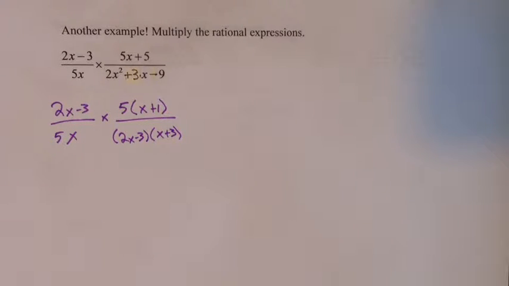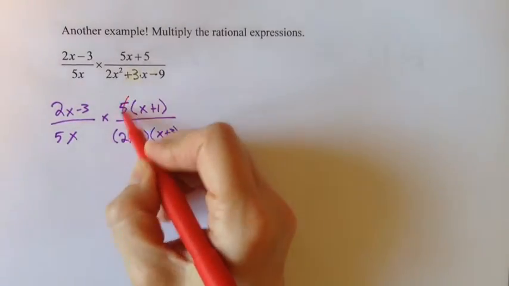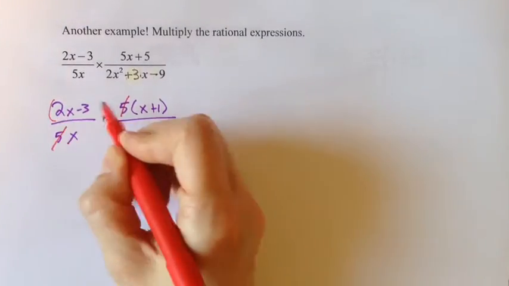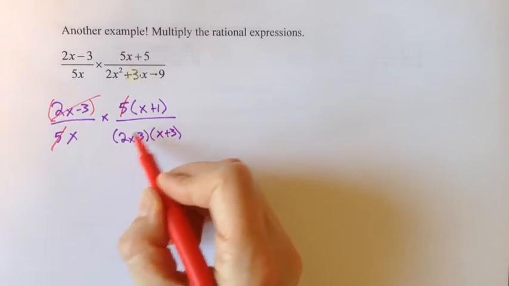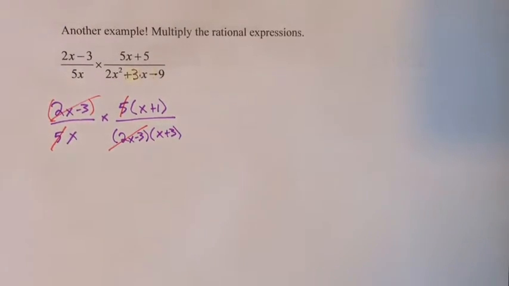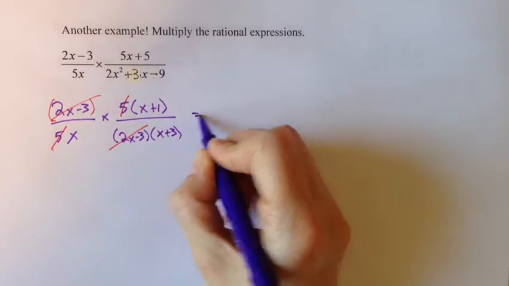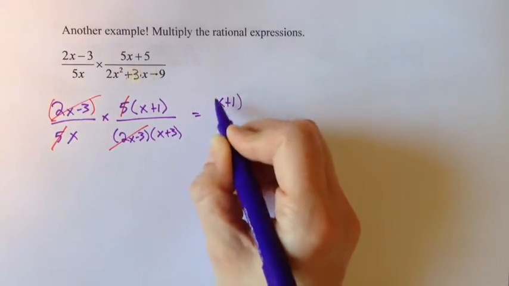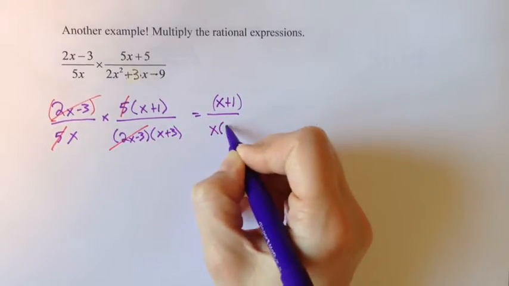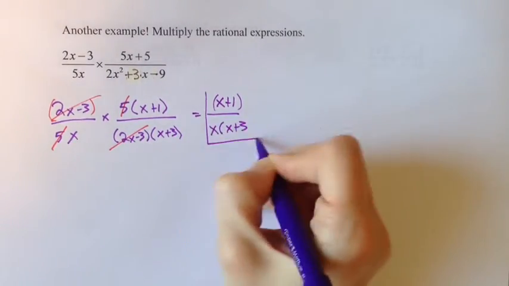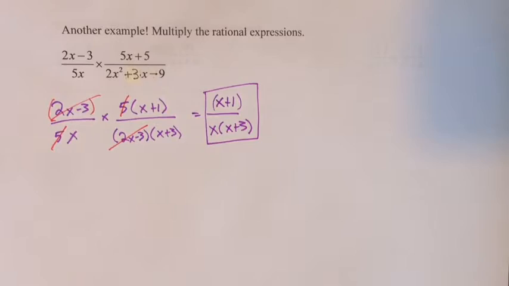Now that we have everything factored, we'll go ahead and see if there's anything that we can cancel. I see that I have a 5 on the top and the bottom, and I also seem to have a 2x minus 3 and a 2x minus 3 on the top and the bottom. Now I'll finish up by multiplying straight across. I have an x plus 1 on top, an x on the bottom, and an x plus 3 on the bottom. Now I'll go ahead and leave my final answer like that without multiplying it back out.